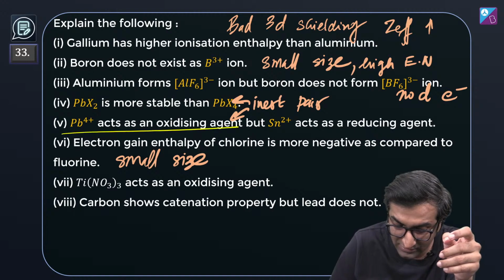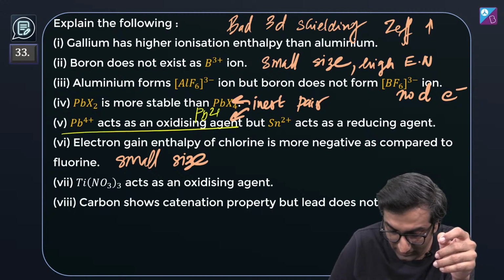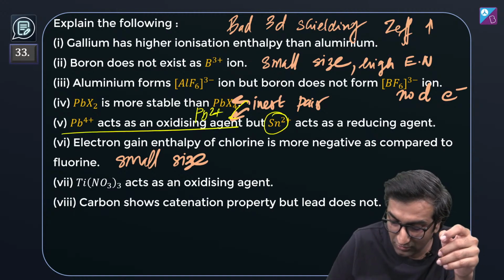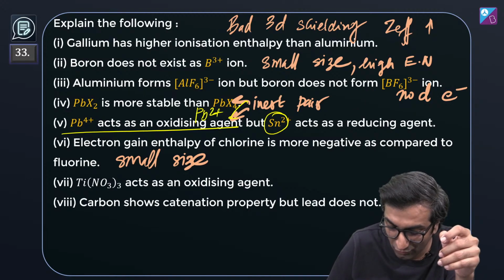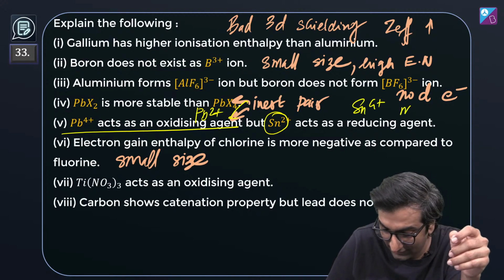Pb4+ acts as an oxidizing agent, meaning it likes going to Pb2+, because of the inert pair effect. Sn2+, because there is no inert pair effect, Sn4+ is more stable. Yeah, we've done that already.